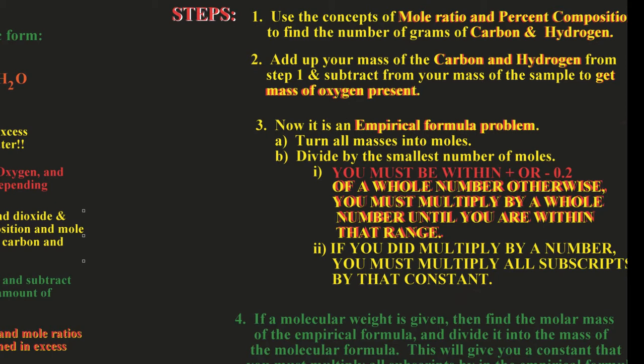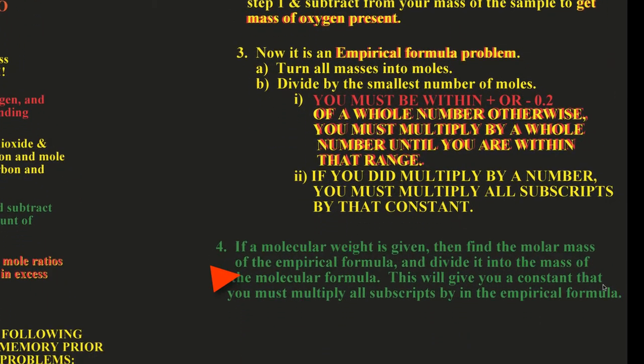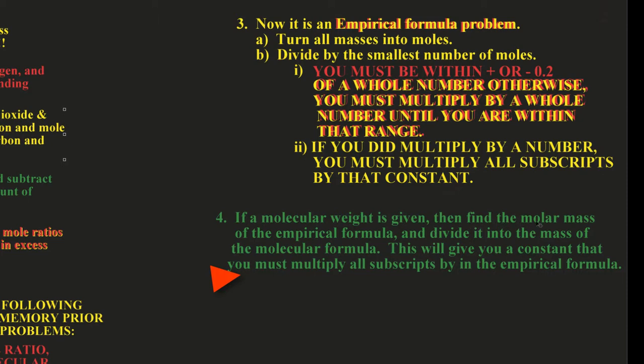And if a molecular weight is given, then you find the molar mass of the empirical formula, then divide your molar mass of your molecular that was given by the one you just calculated for your empirical. Then that's going to give you a constant that you must multiply all subscripts by it in the empirical to get the molecular. Alright? So check out the example videos.